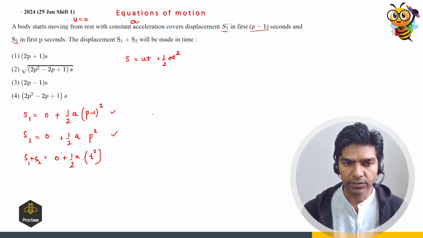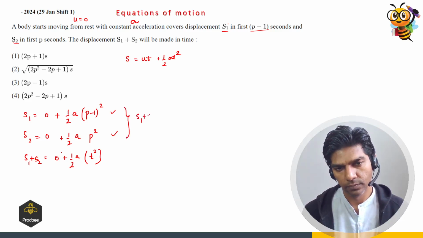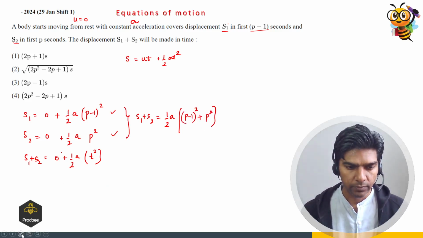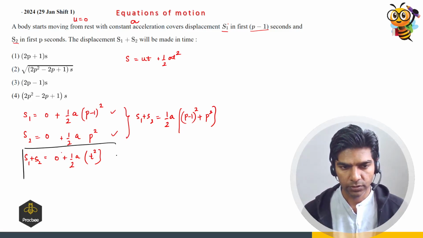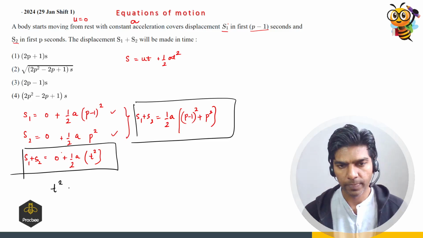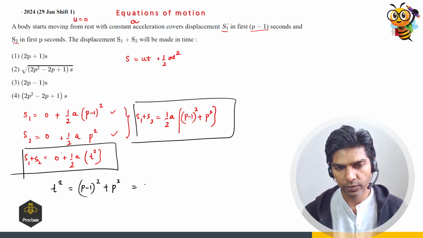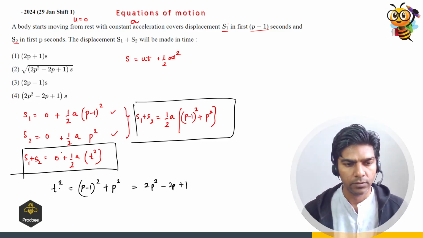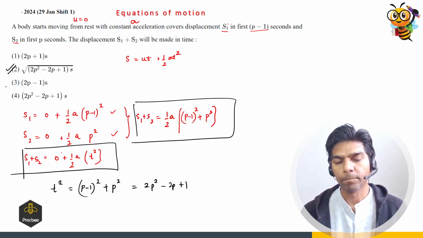Now from these two equations, right, we can add these two equations. So we can say s1 plus s2 will be half a times (p minus 1) square plus p square, right? So if we compare this equation with this equation, we can clearly see that t square equals (p minus 1) square plus p square, and this will be 2p square minus 2p plus 1. So we can clearly see that option 2 is the right answer.